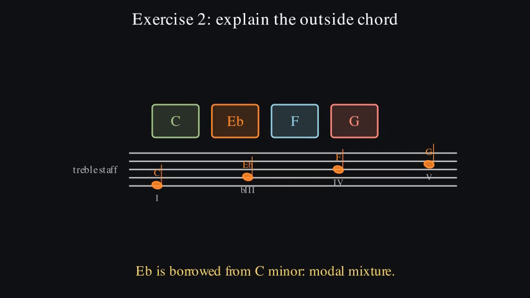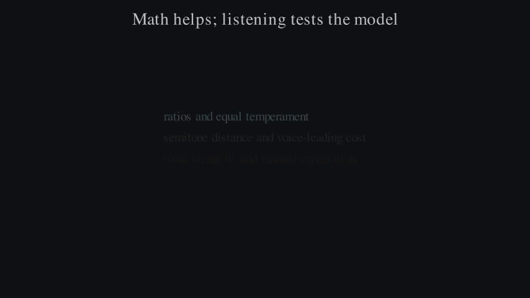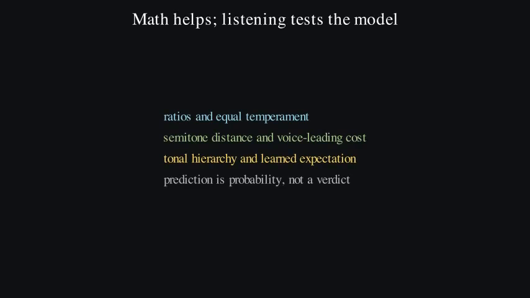Arguments from mathematics help us with ratios, equal temperament, interval distance, and voice leading cost. Arguments from research in music cognition help us with tonal hierarchy, expectation, memory, and statistical learning. But analysis should stay humble. A chord prediction is a probability, not a verdict.